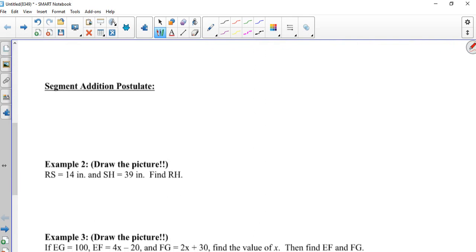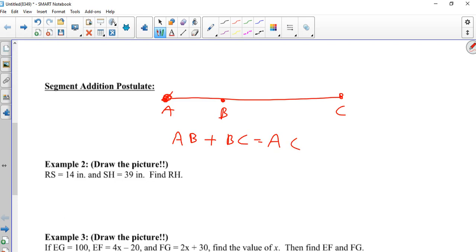So remember, a postulate is something we just claim to know to be true. So I have a line segment here, AC, and I have B somewhere in the middle. The segment addition postulate basically says, in a lot of words, AB plus BC must equal AC. That is the postulate. There's a long, complicated definition of it.